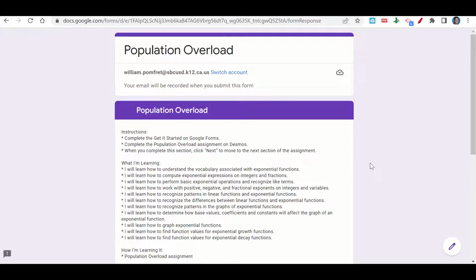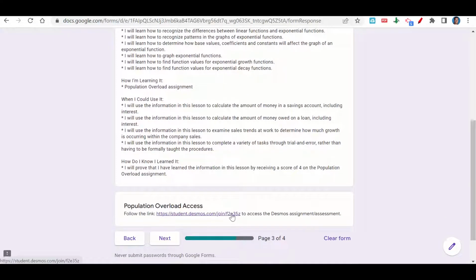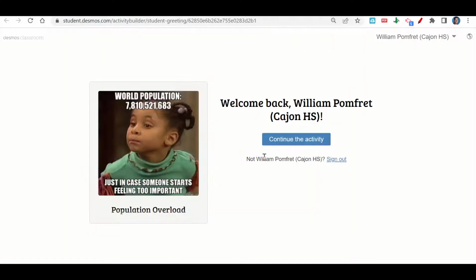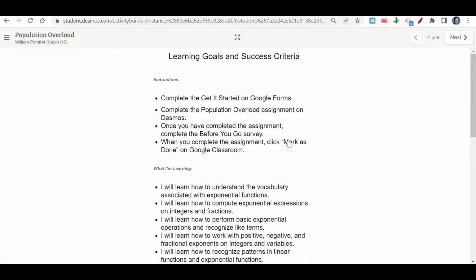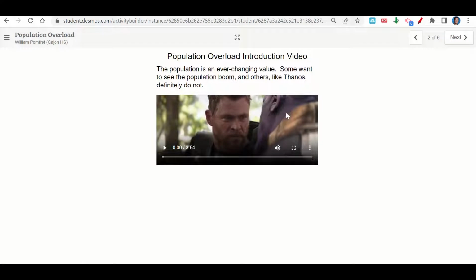Let's take a look now at the population overload assignment. Our assignment begins with the learning goals and success criteria. We'll go ahead and scroll down. There's a link here that takes us to the Desmos assignment. Go ahead and click on that link, and it will take us to a page that looks like this. We'll go ahead and click Start the Activity. The activity begins with our learning goals and success criteria. We'll go ahead and click Next. There's an introduction video for you to watch here.